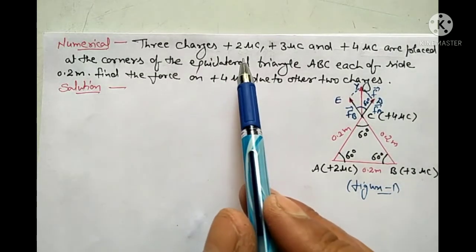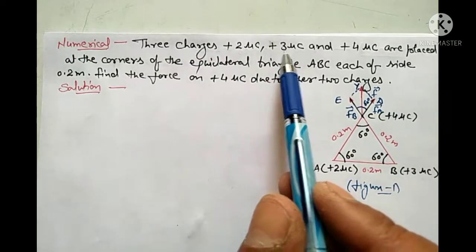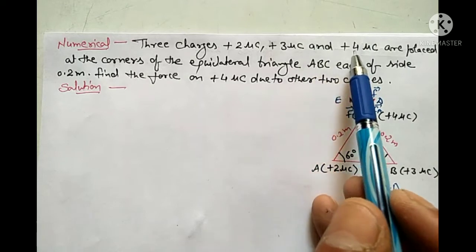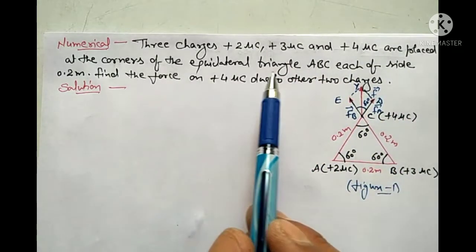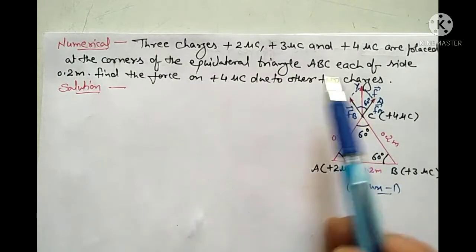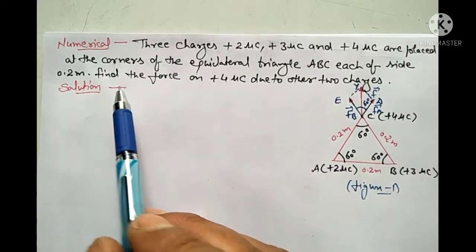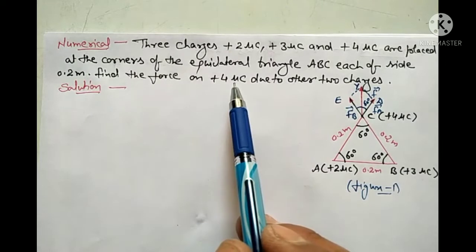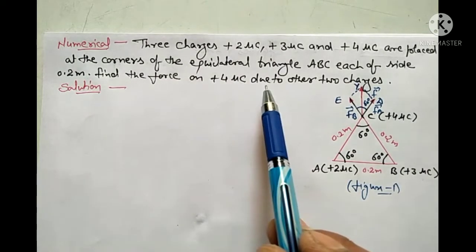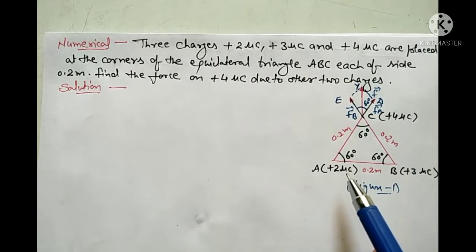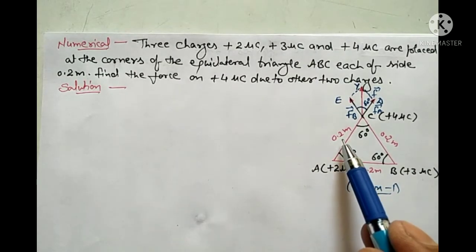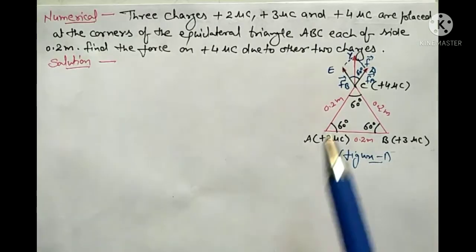Numerical: three charges, plus 2 microcoulomb, plus 3 microcoulomb and plus 4 microcoulomb, are placed at the corners of the equilateral triangle ABC, each of side 0.2 meter. Find the force on plus 4 microcoulomb due to the other two charges. In this question we have been given an equilateral triangle whose side is 0.2 meter.